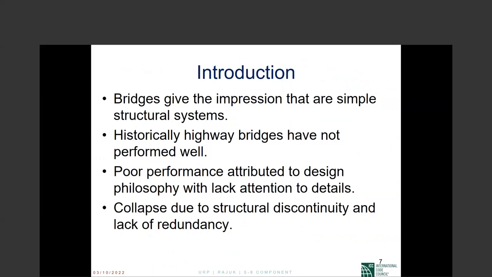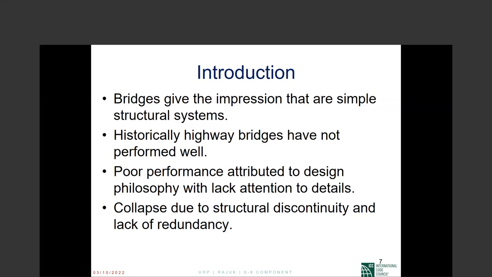So the first thing, when you look at a bridge, it gives you the impression that it is a simple structure. That's actually not the case. These are really complicated structures because of the geometrical shape of the bridge. Most of the mass is really in the deck, and based on the heights of the columns and the geometrical shape of the bridge, whether it is skew or curved, that will give you a very complex behavior.